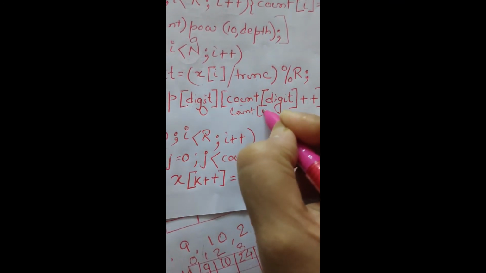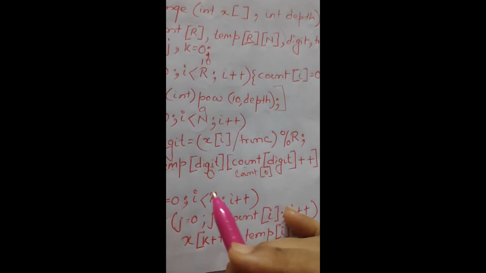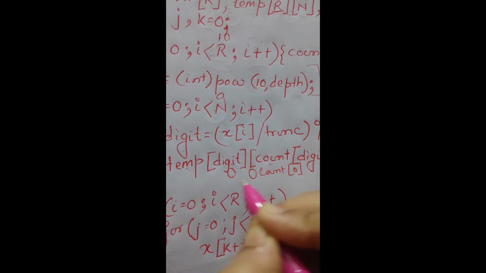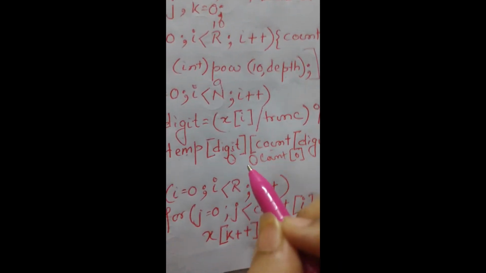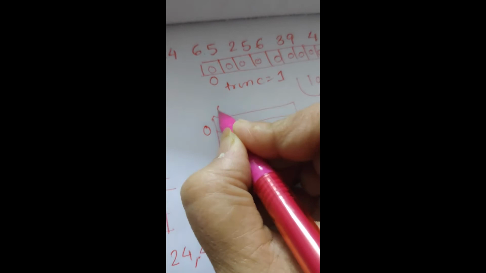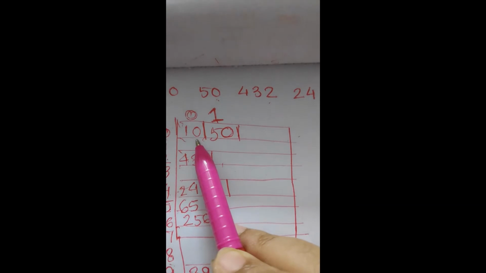Count 0. Now you have to check what is the value of count 0. The value of count 0 is 0. Correct? So digit 0 and count 0 value is also 0. So 0, 0 is where you are storing the value of xi. That means the temp 0, 0. So in the 0th row and 0th column, we are storing the value 10. So you see, that is what we had done. In the 0th row and 0th column we had stored the value 10.